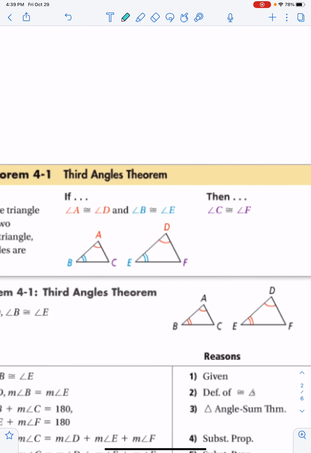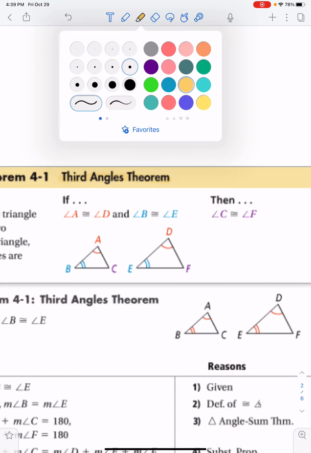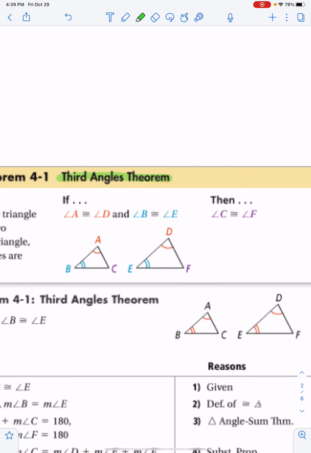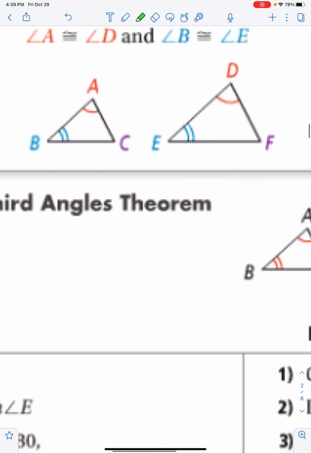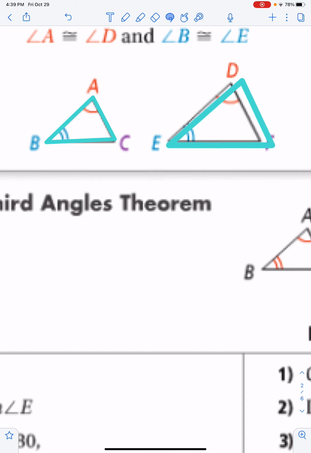One theorem from this section is called the third angles theorem. We'll use this one a lot. That didn't highlight very well. Third angles theorem just says if you have two triangles, even though this one is a little bit smaller than this one, you can see because they said that two of the angles are equal, there's no other option but for the third one to match up. So because A matches with D and B matches with E, C has to match with F.